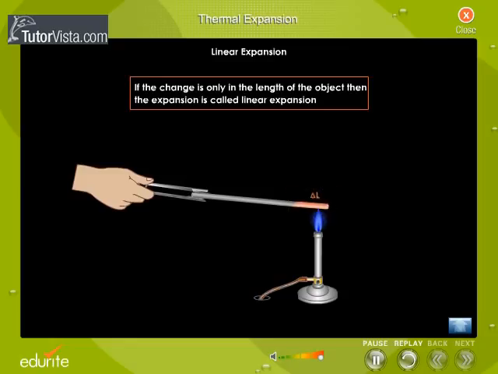It is found that if the change in temperature is not so large, say less than 100 degrees Celsius or so, then delta L is directly proportional to delta T and its original length L. Therefore, delta L is equal to alpha into L into delta T, where alpha is the constant of proportionality called the coefficient of linear expansion. The unit of alpha is per degree Celsius or per Kelvin.